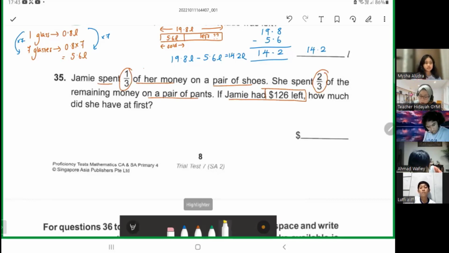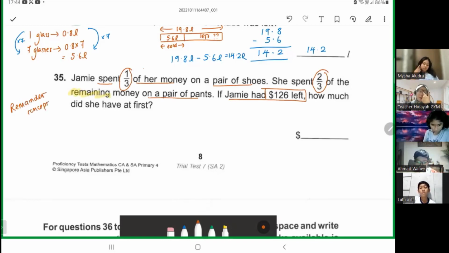Can you see the word remaining? When I see that, I know that this is my remainder concept. When it comes to the remainder concept, there are many ways to do this. Either you use the fraction method, the model method, or you simply use the units from the fraction. Means you look at the fraction and take out the units from there. I am going to use the model method for you to see.